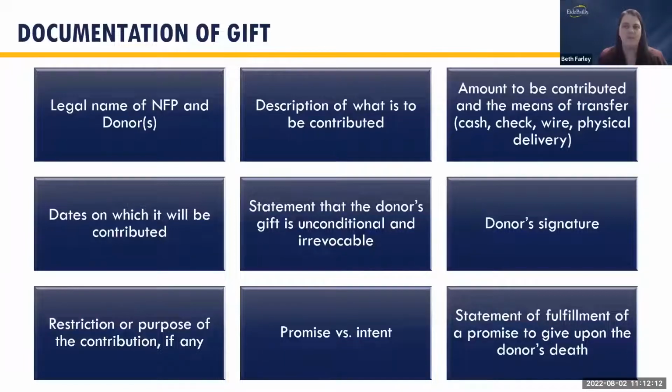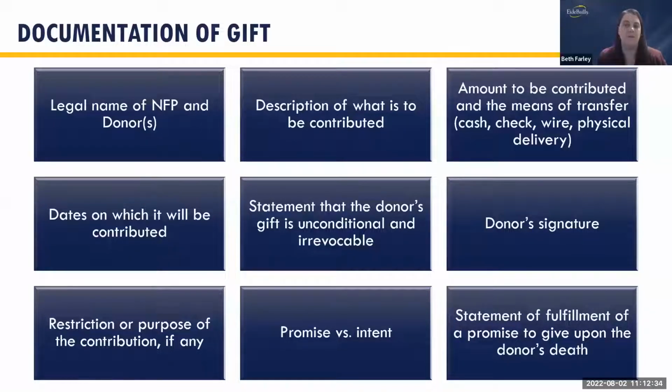I'm not going to go through all of these. Another important one would be the dates. If it is a promise to give, make sure that the expected payment dates in future years are documented on there. On the one in the middle of the screen, when we're talking about irrevocable, make sure that the donor has stated that it is unconditional and irrevocable.